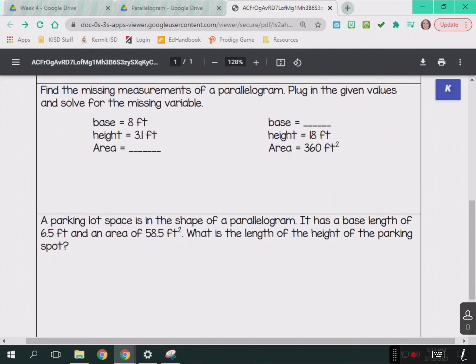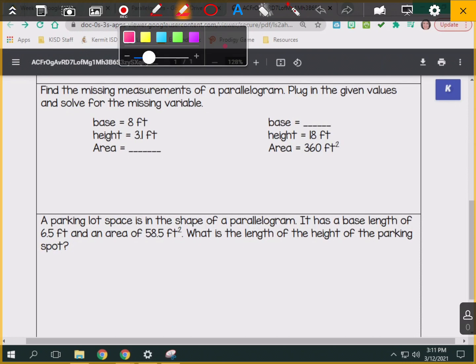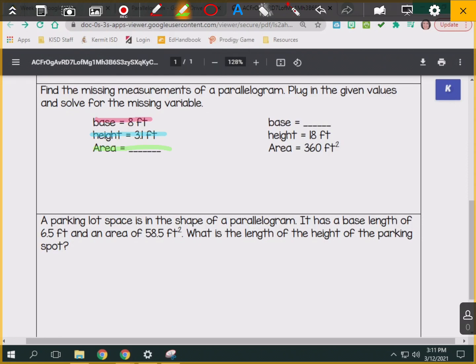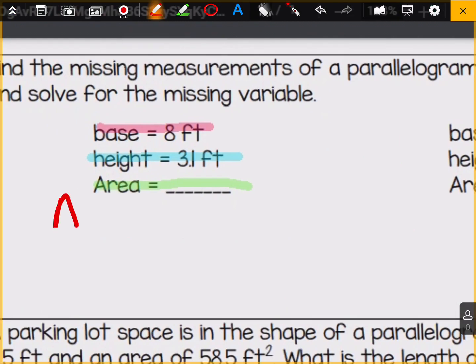It says, find the missing measurement of the parallelogram. Plug in the given values and solve for the missing variable. So, in the first one, we are given the base and we are given the height. We are looking for the area. So this is just what we did before, but instead of looking at a picture, it gives us the terms specifically. So, the area formula again is A equals B times H.